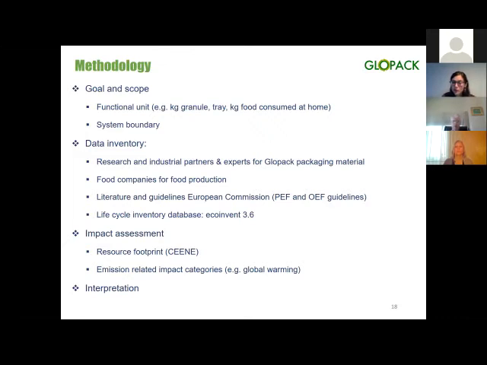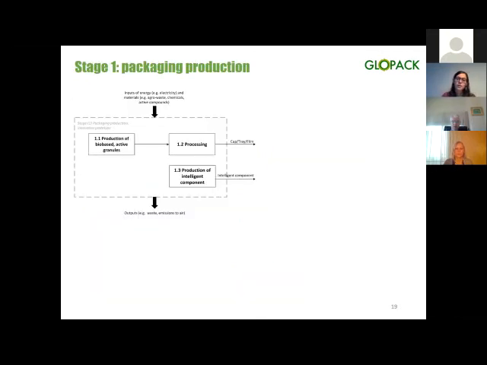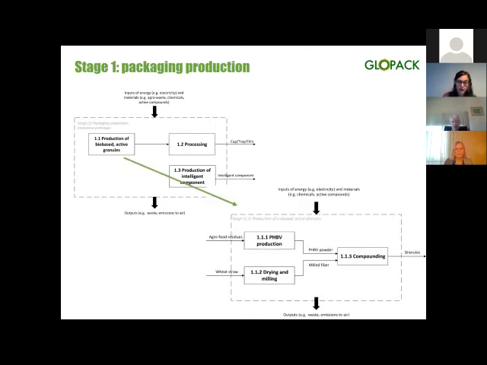Today, we will present you the results of the resource footprint. First, focusing on the packaging production, we have the production of the granules, which are then processed into, in this case, a tray. Next to that, you also have the production of the intelligent label. If we first look at the production of these bio-based granules, they are made from waste, agro-food residues. We have PHBV production and milled fiber coming together to form, at the end, granules.